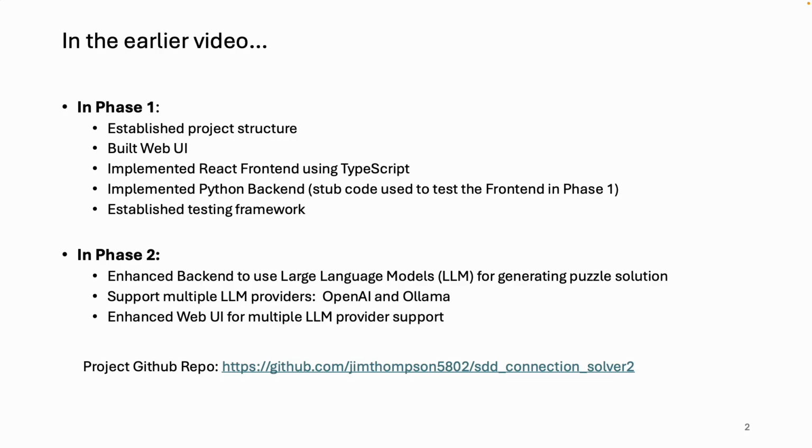In phase 1, it was all about laying the foundation. We established the project structure, built the initial WebUI, implemented a React front end using TypeScript, created a Python backend with stub code to support the front end during early testing, and put the testing framework in place. In phase 2, we took things further by integrating large language models for generating puzzle solutions. We enhanced the backend to support multiple LLM providers, both OpenAI and Ollama, and expanded the UI to accommodate these options. These phases set the stage for what we're about to explore next.